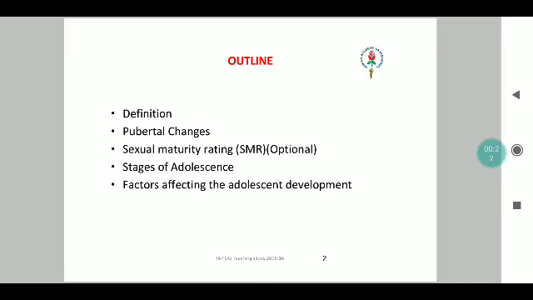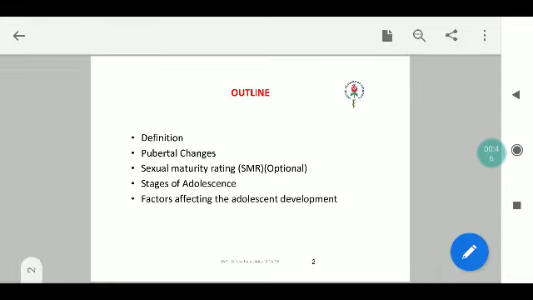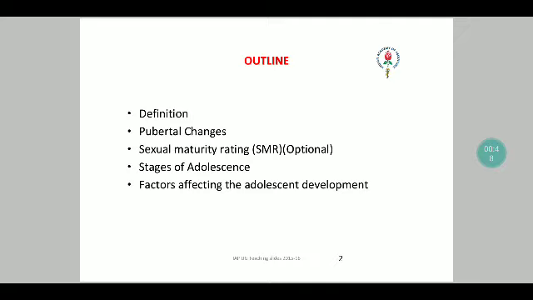different. The presentation deals with the headings of definition, pubertal changes, sexual maturity rating, stages of adolescence, and the factors affecting adolescent development. Before beginning the presentation per se, I thank the Indian Academy of Pediatricians for making these slides available. It was devised in 2015 for the purpose of continuing this education. Because it is available, I am able to use these slides to explain this concept as it is.